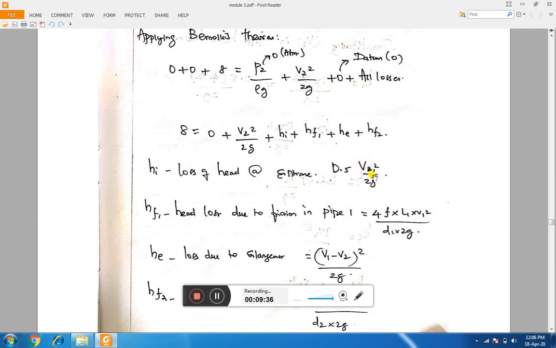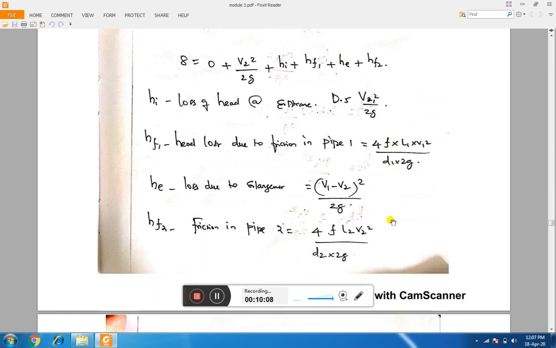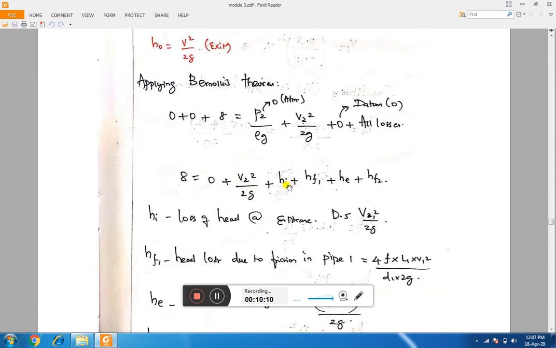This V1 is nothing but the velocity of the water at pipe 1, because it is entering that pipe only, so it is V1 square by 2g. So Hf1 equals 4FLV square by 2gD. Since we have two different pipes, we name it as 4FL1 V1 square by D1 into 2g. Of course we can say 4f1, but f is the same for both sections, so f1 will be equal to f2. So we are writing 4f as it is. Then hi is over, hf1 is over.